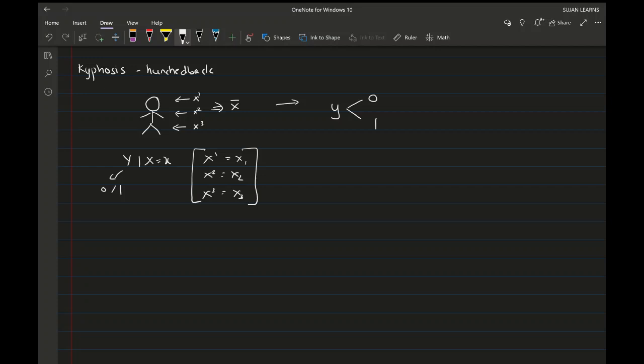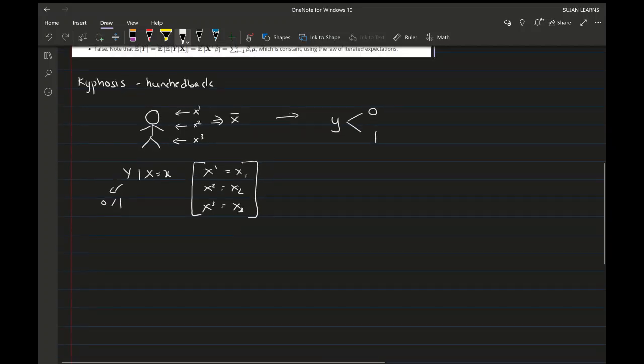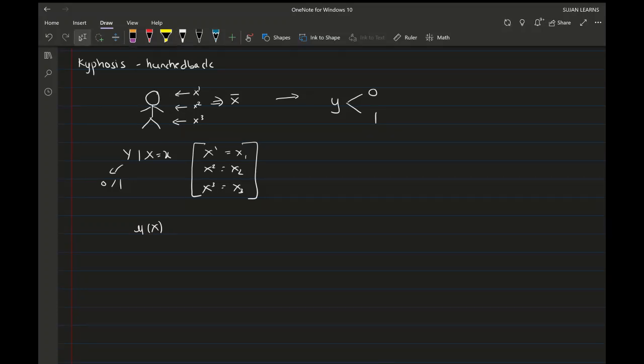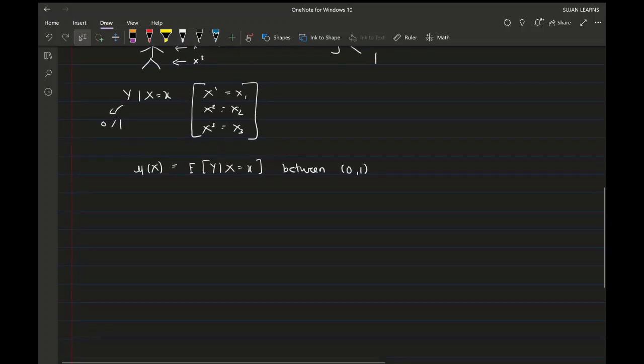So the expectation of this would be mu x, and it is basically the expectation of y given small x, and this ranges between 0 and 1. This is called expectation of x.